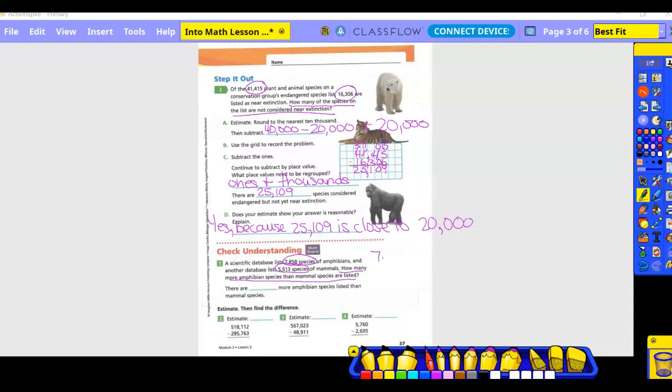So I'm going to write 7,858 minus 5,513. Do I have all my place values in line? Yes. Okay. So 8 minus 3 is 5. 5 minus 1 is 4. 8 minus 5, 7 minus 5. So my answer is 2,345 more amphibian species listed than mammal species.